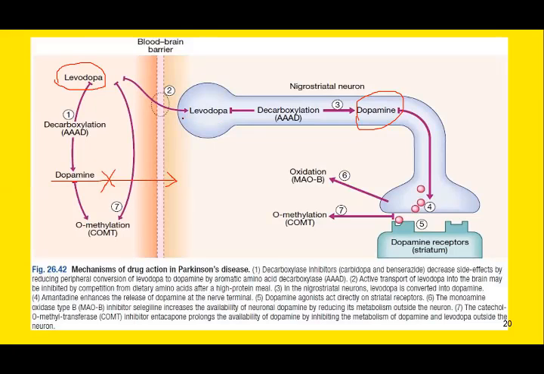So levodopa is the drug of choice. Other drugs include MAO inhibitors and COMT inhibitors, monoamine oxidase inhibitors and catechol-O-methyltransferase inhibitors. These drugs increase the availability of dopamine, so that whatever concentration of dopamine is there within the body, maximum utilization should be done. This will not allow the further degradation of dopamine. But the drug of choice is levodopa.